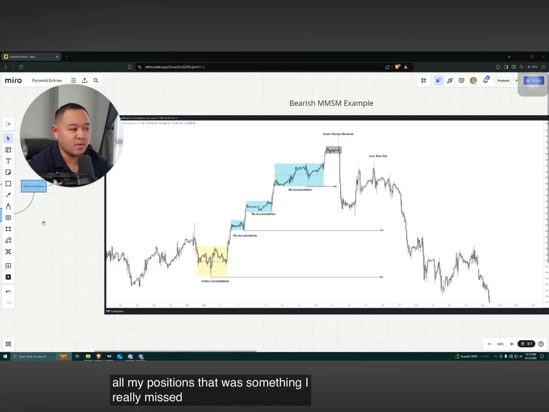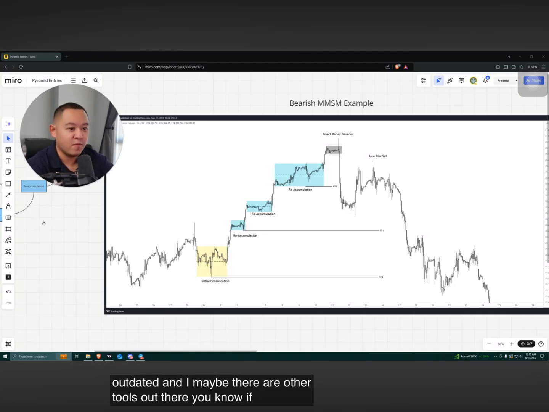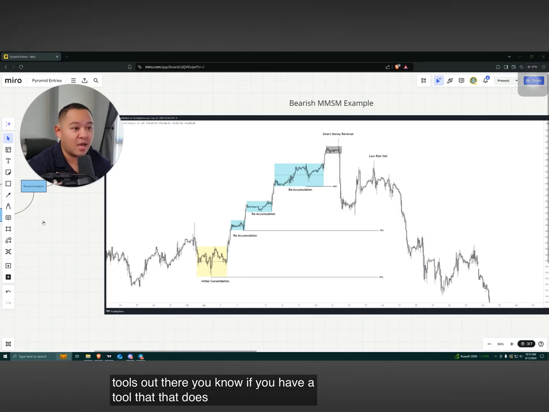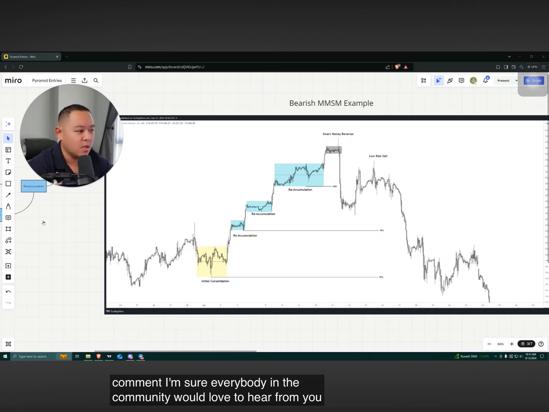That was something that I really missed as far as MT4, and I still can use it if I just trade on Oanda, but MT4 is getting kind of outdated, and maybe there are other tools out there. If you have a tool that gives you the average stop loss once you're scaling into trades, drop a comment. I'm sure everybody in the community would love to hear from you.